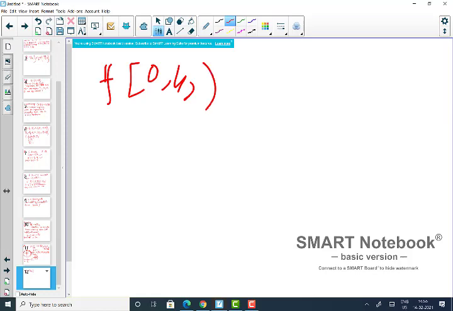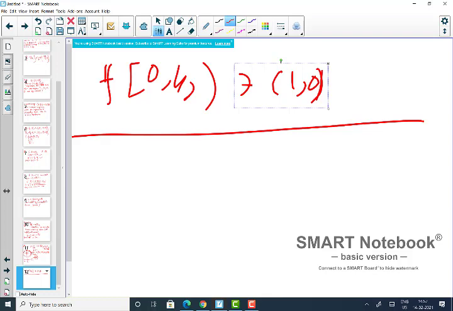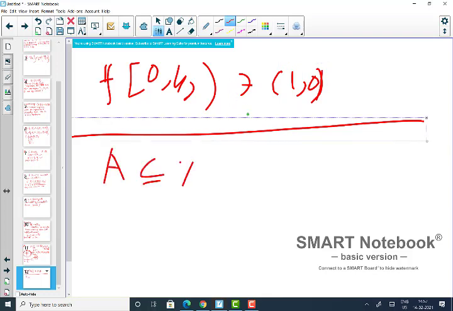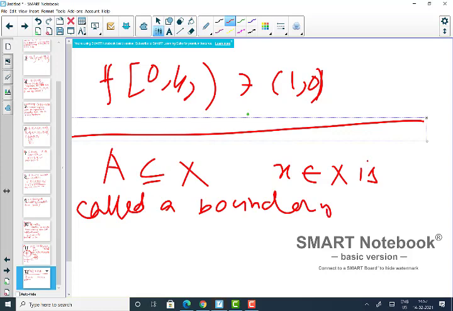So this contains the point (1, 0) sitting inside it, and you cannot find any open set around it inside the image. (1, 0) is something called a boundary point. Maybe I did not define it, but let me tell you: boundary points are those points which are inside both the closure. Maybe I can define what a boundary point is. Let A be a subset of a topological space X, and a point belonging to X is called a boundary point if what happens?